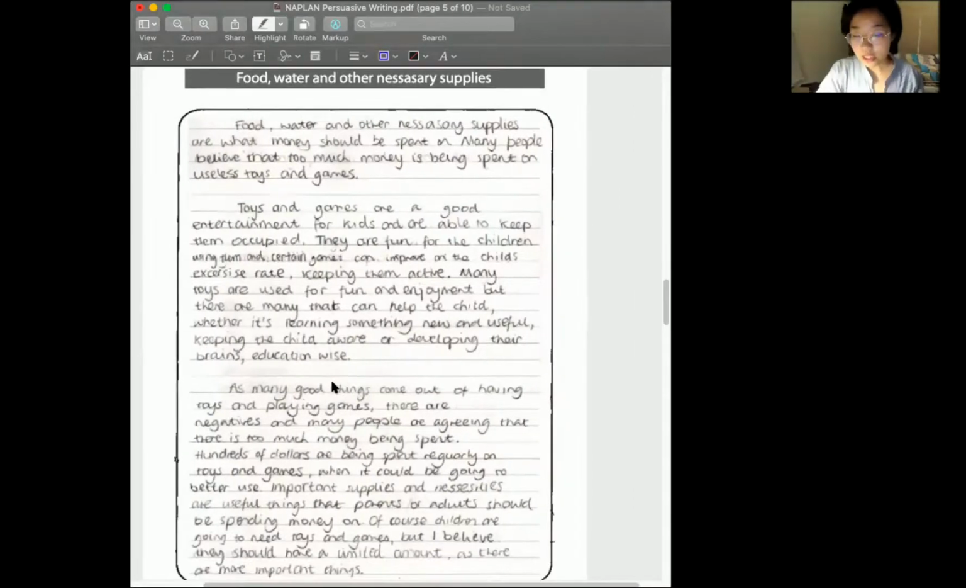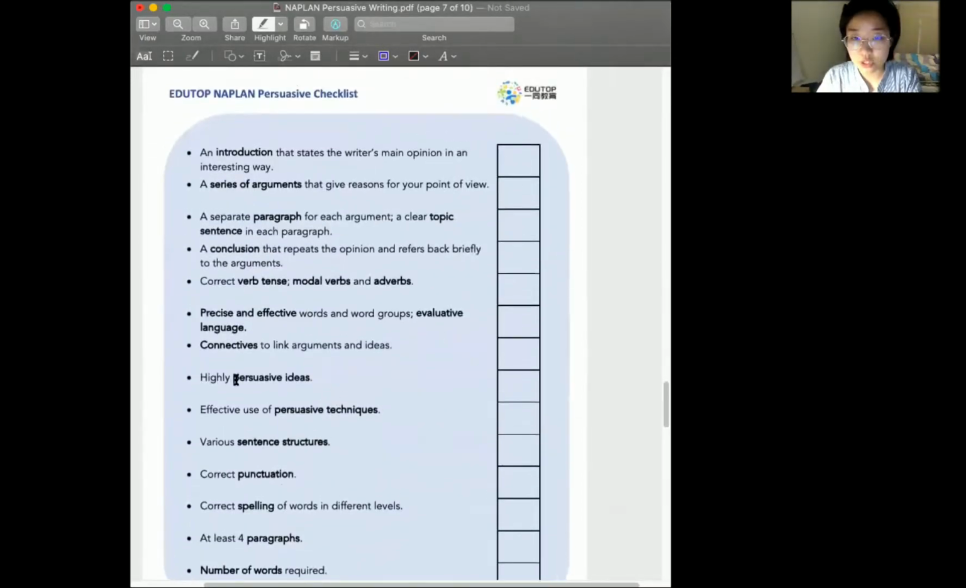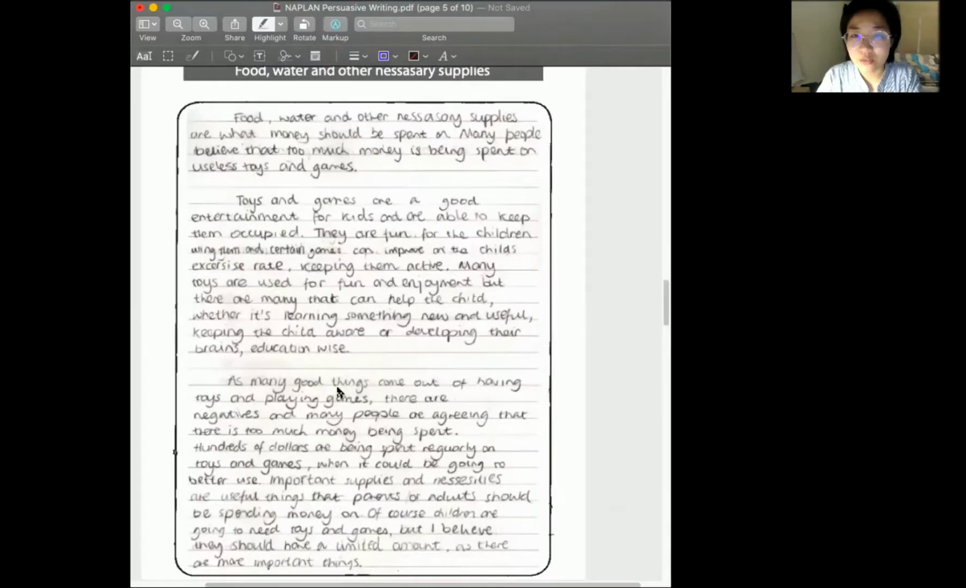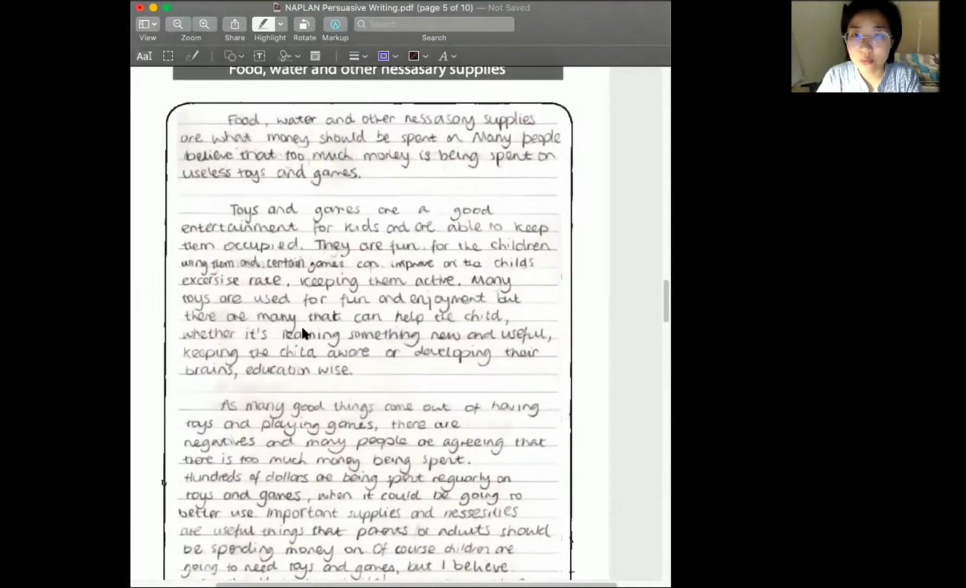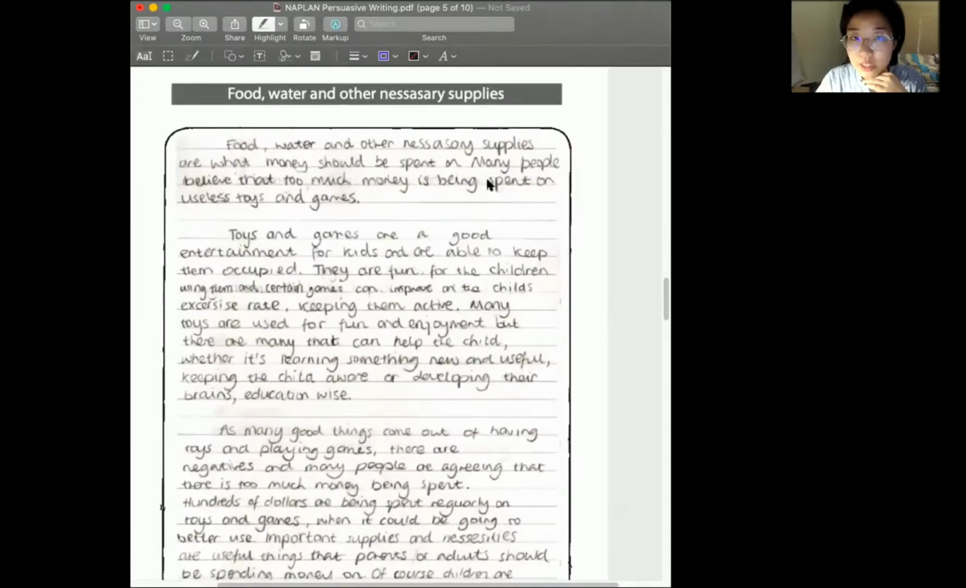So let's look at another student written example to see how this person achieves this checklist, or how she fails to achieve this checklist. This student written one might be even harder to compare with the last one we had a look at. So I will read it quickly for you. Food, water, and other necessary supplies are what money should be spent on. Many people believe that too much money is being spent on useless toys and games.